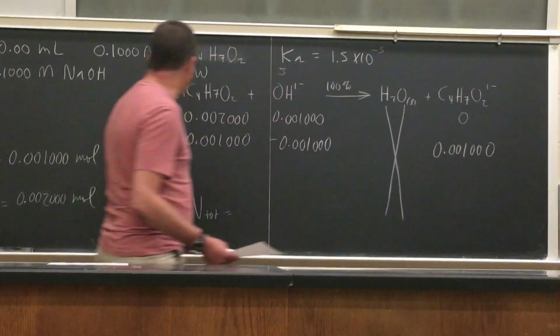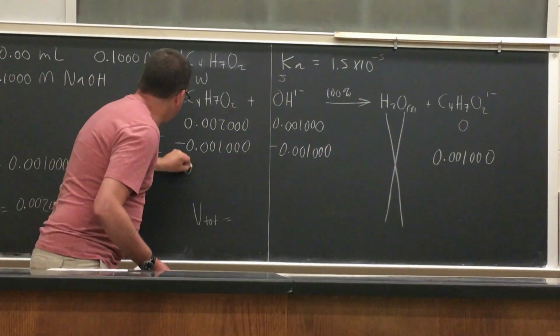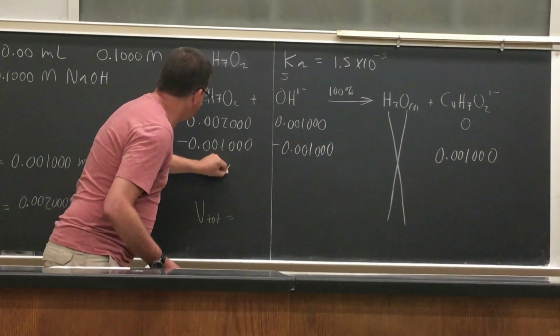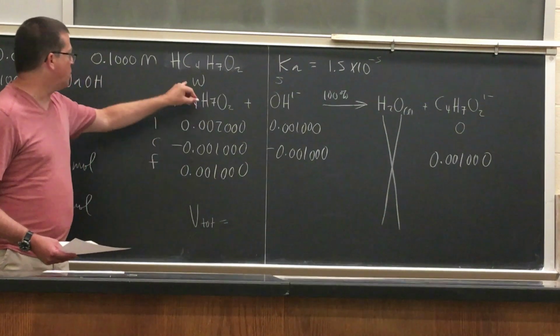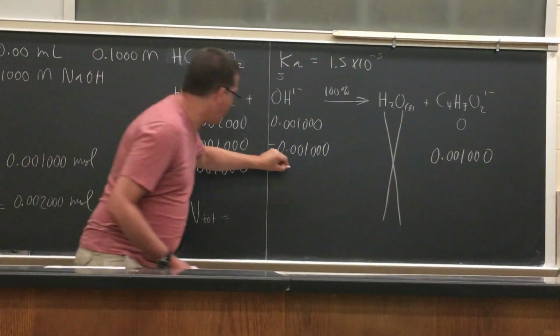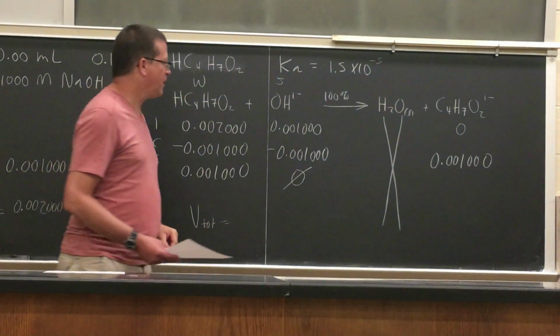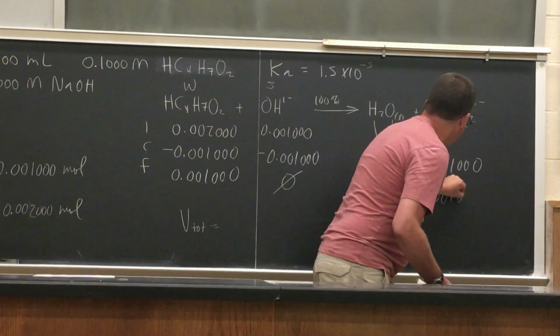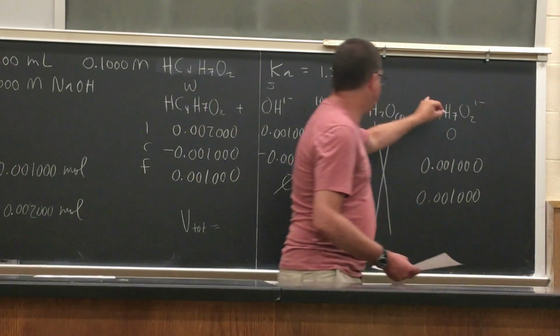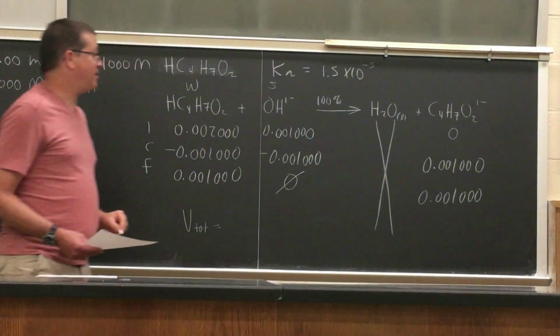All right, add down as we normally would. We're going to be left with 0.21000. So we're left with 0.001 moles of the acid. We're not going to have any of the base left, and we're going to have 0.001 of the anion of the acid there.